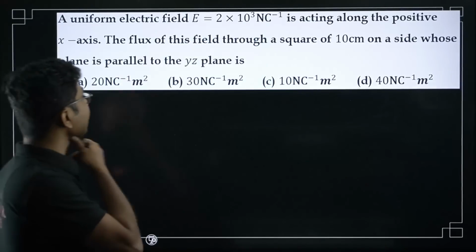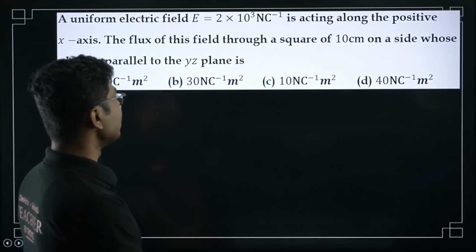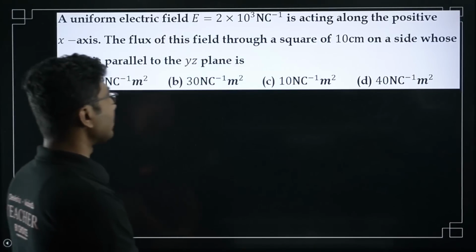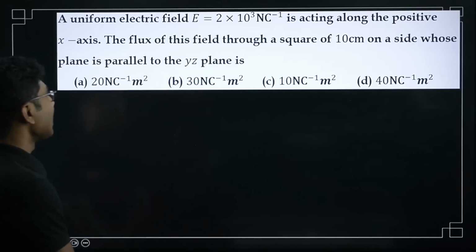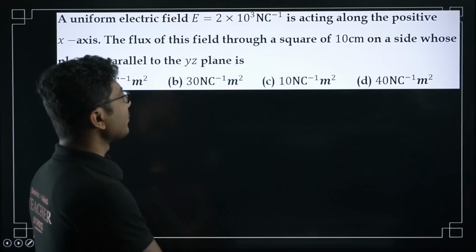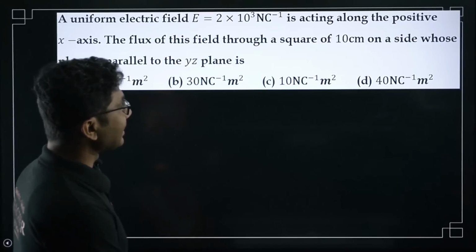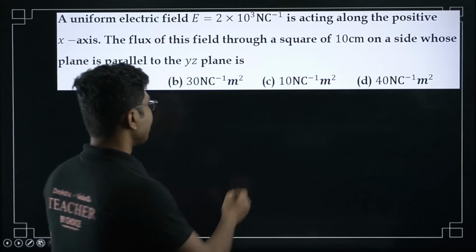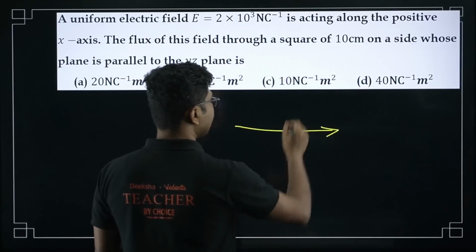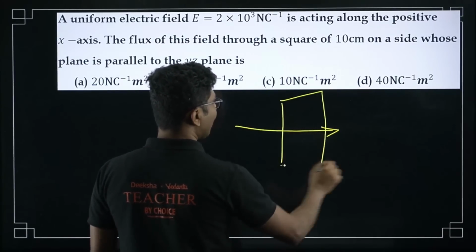A uniform electric field E equals 2 into 10 to the power of 3 Newton per Coulomb is acting along the positive x-axis. The flux of this field through a square of 10 centimeter on a side whose plane is parallel to the YZ plane is... So here we have an electric field in this direction and we have a YZ plane. What is the electric flux?